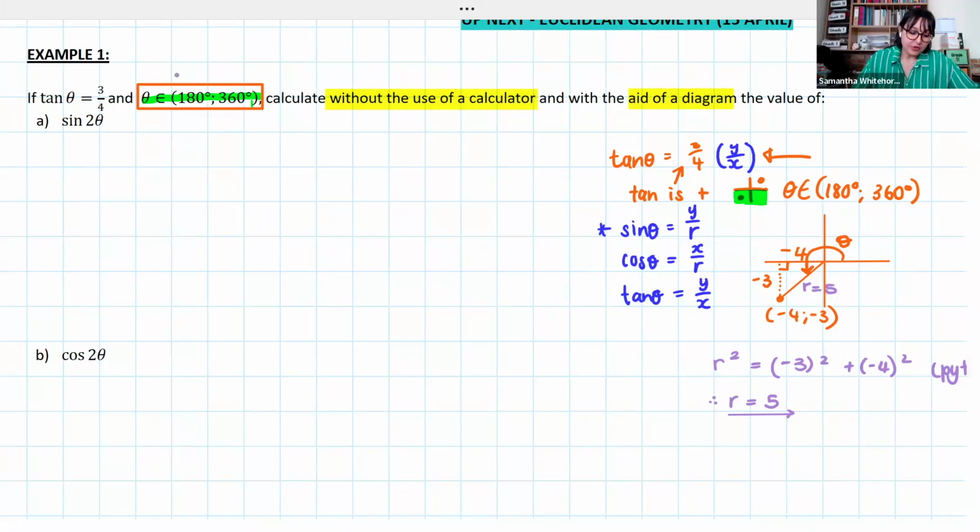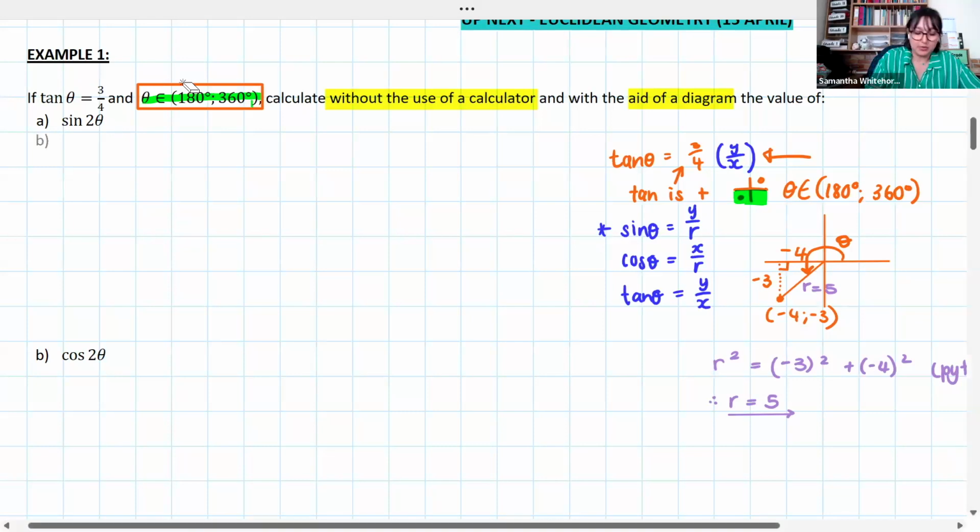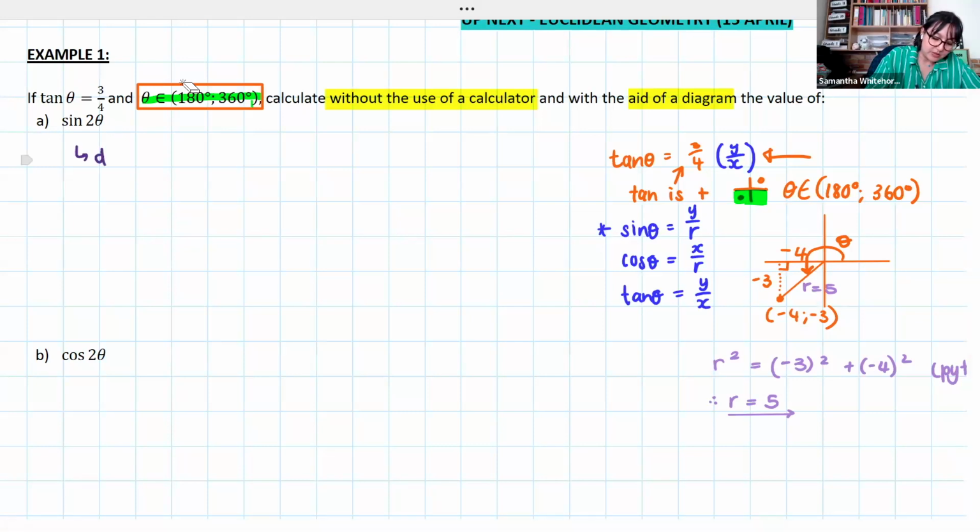Okay, so the first question asks us to work out sine 2 theta. Now we need to be really careful here. We were given theta in the question. This is asking me for 2 theta. So that's a bit of a problem. But remember, this is a double angle, and so what that means is we can use our double angle formulae.